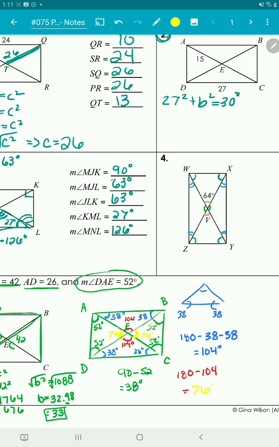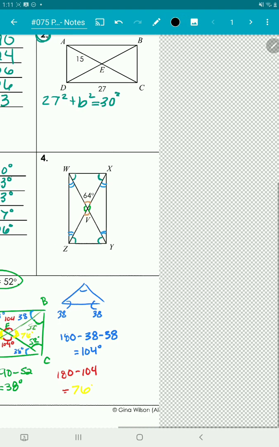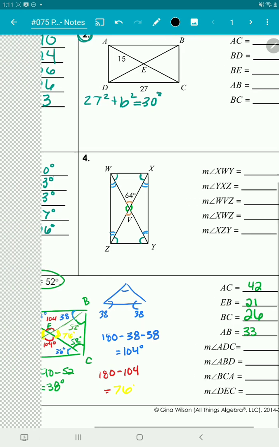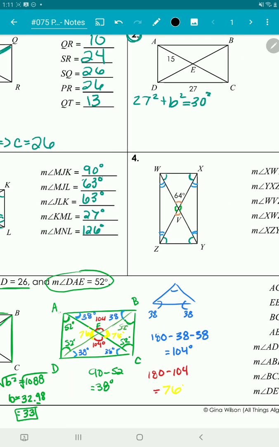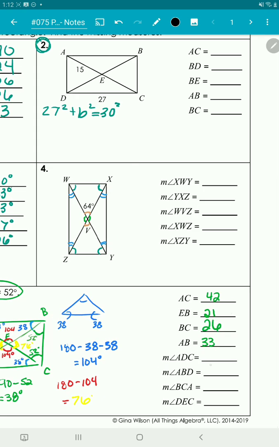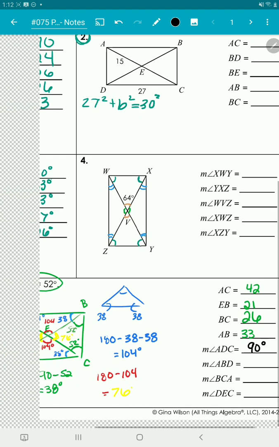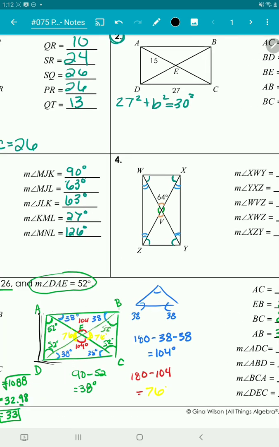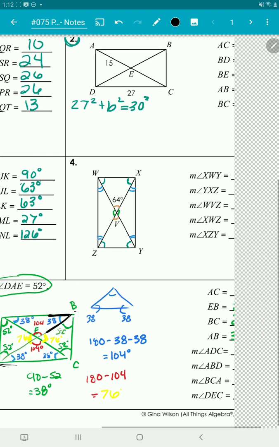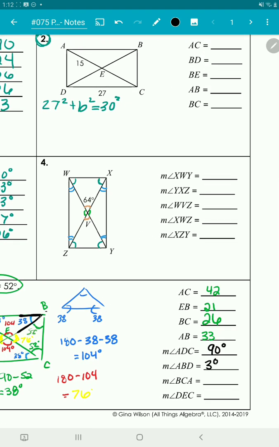Okay, so now let's go through and write in our answer. So it's asking for a measure of angle ADC, so you just gotta match it. ADC, so that's the whole corner, and it's a rectangle, so it's gonna be 90 degrees. Angle ABD from A to B to D, so it's gonna be this angle here. It's 38 degrees, we've got it marked.